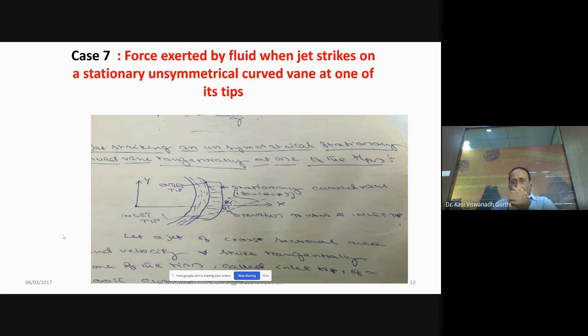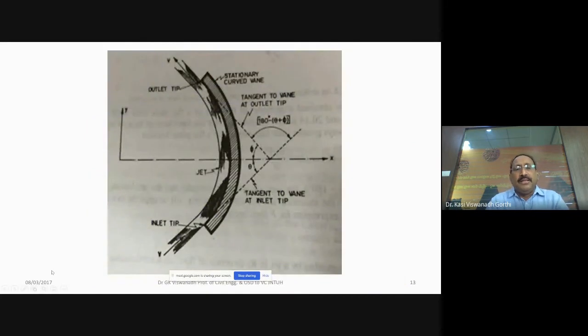Okay, next case. Force exerted by the fluid when the jet is striking a stationary unsymmetrical curved vane at one of the tips. As I indicated, when the vane is unsymmetrical, it is assumed that the liquid jet may be striking at one of the tips. That is possible. So in this case, you may note here that this is the unsymmetrical curved vane with respect to the x direction, the axis of the vane. So with respect to the axis of the vane, you may notice that the vane is positioned unsymmetrical. So for this unsymmetrical vane, it is assumed that the liquid jet may be striking at one of the tips.